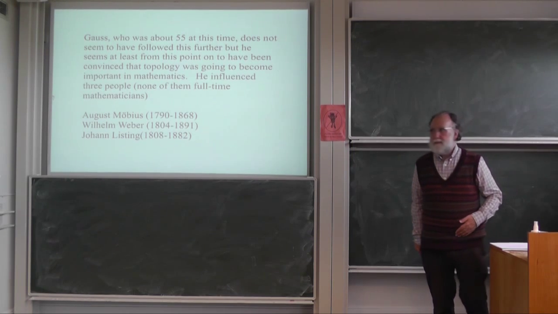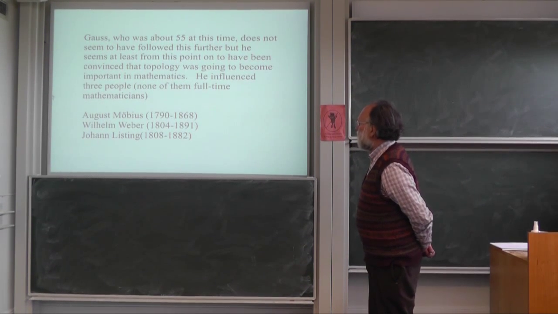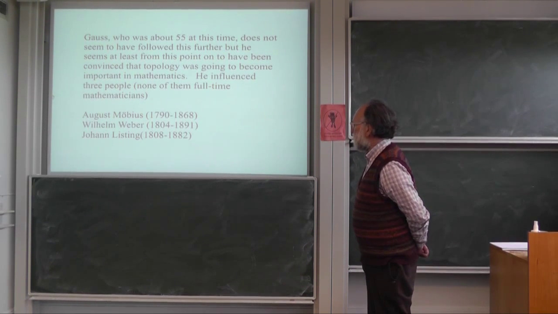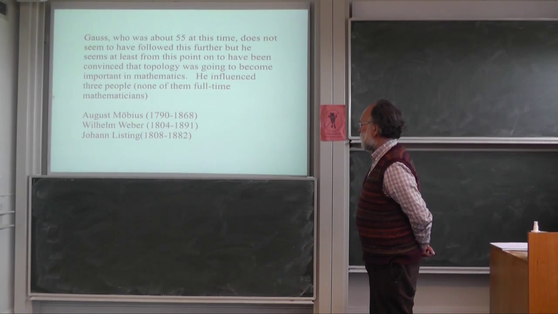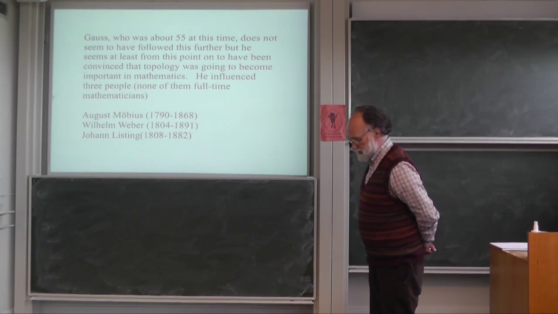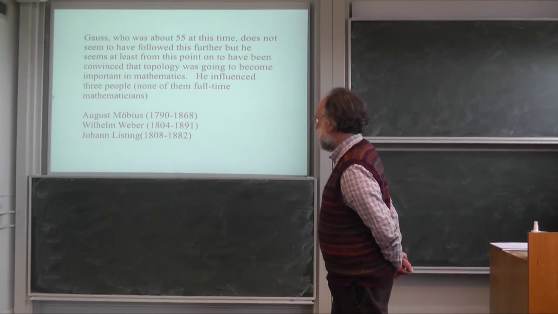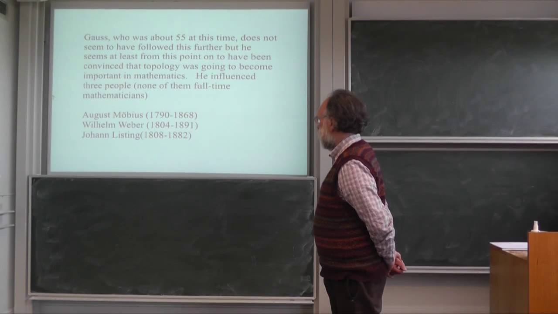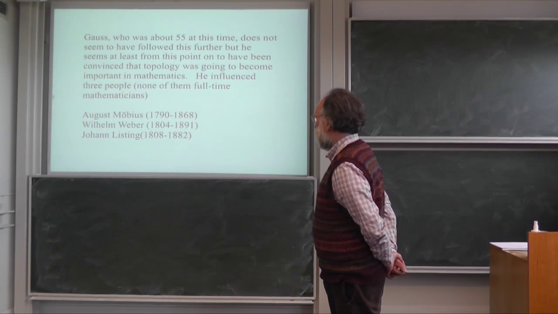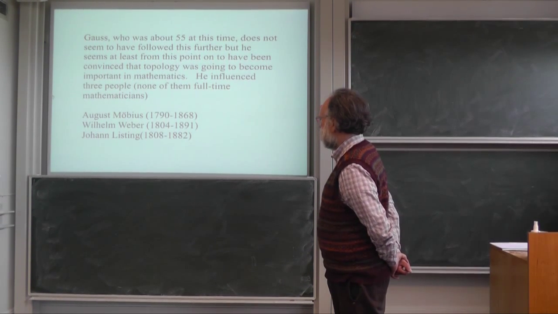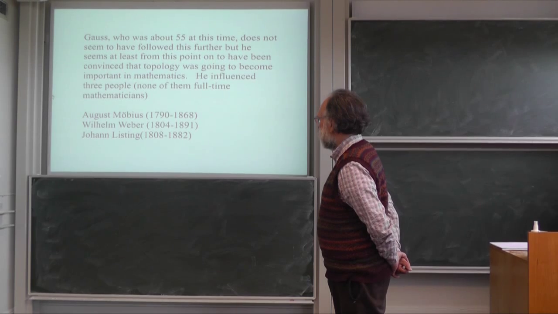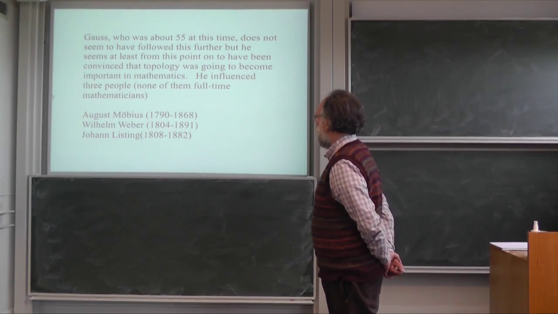Möbius was actually employed as an astronomer in Leipzig. Wilhelm Weber came to Göttingen in the early 1830s and worked together with Gauss on methods of actually measuring magnetic fields. Listing was a sort of physicist who, well, he had a sort of complicated life, but he was basically a physicist.